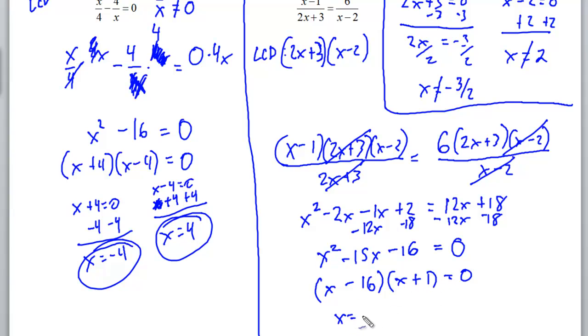So here x is equal to positive 16. If I set x minus 16 equal to 0, I'd get that answer. And if I set my x plus 1 equal to 0, I get the answer of x equals -1.